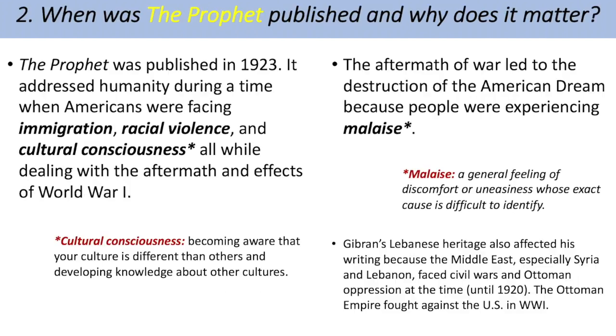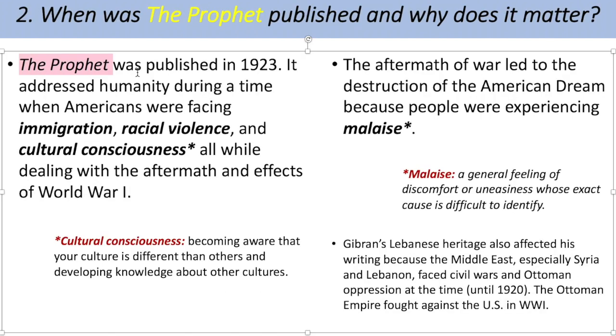When was The Prophet published and why does it matter? Well, The Prophet was published in 1923. It addressed humanity during a time when Americans were facing a lot of issues: immigration, racial violence, and something called cultural consciousness, all while dealing with the aftermath and the effects of World War I.